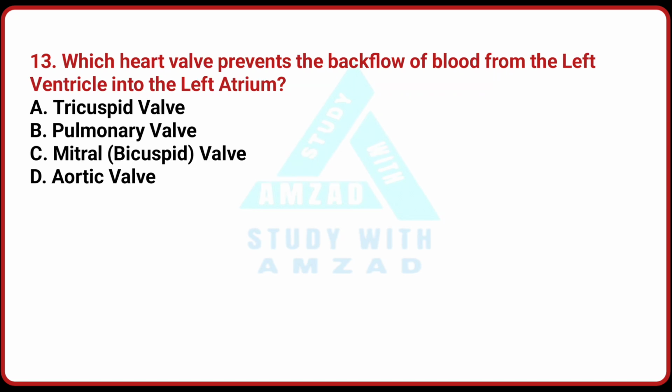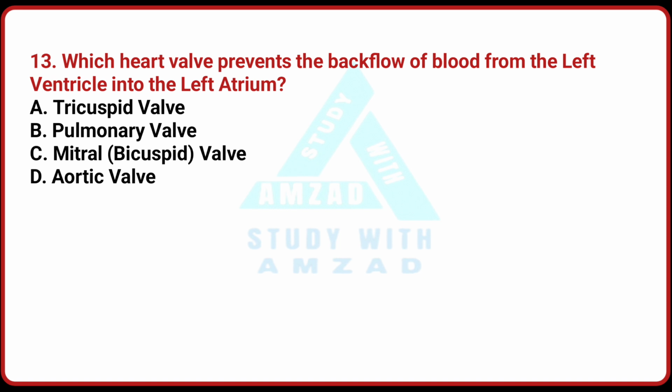Next question. Which heart valve prevents the backflow of blood from the left ventricle into the left atrium? Option A, tricuspid valve; option B, pulmonary valve; option C, mitral valve; option D, aortic valve.